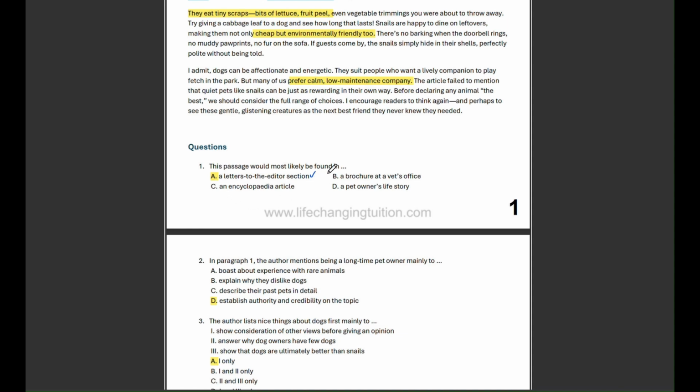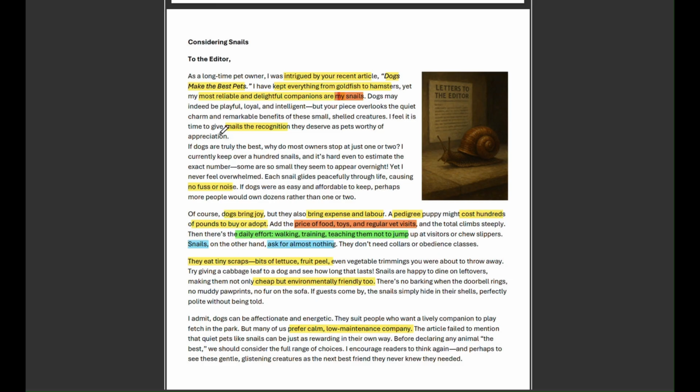Why others are wrong. B is advertising or informational, not a personal argument. C is neutral and factual, not opinionated. D is a long narrative of someone's life, not a short persuasive piece. The formula is identify text type, look for signals like "to the editor," opinion language, and a call to action.